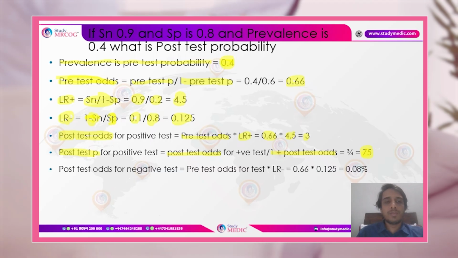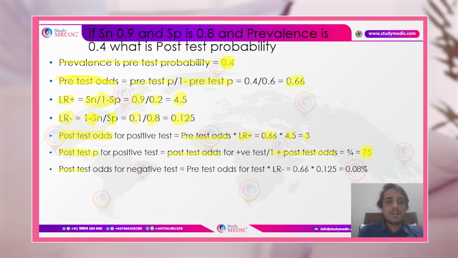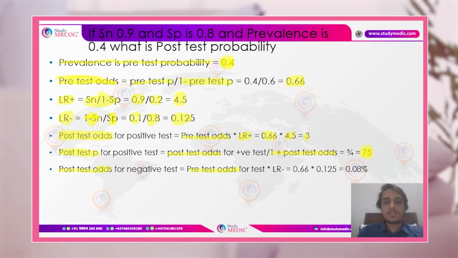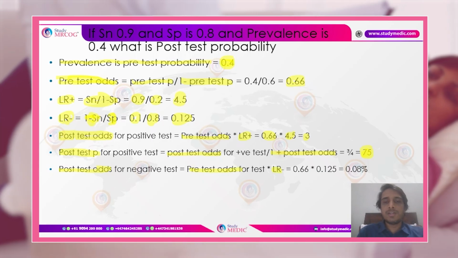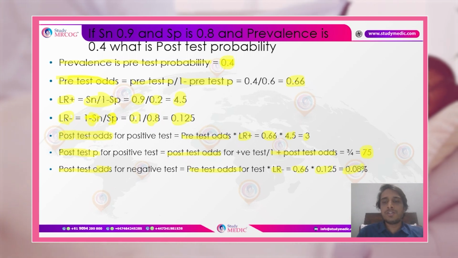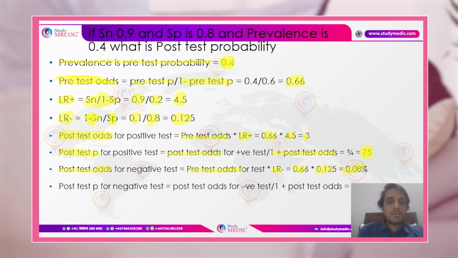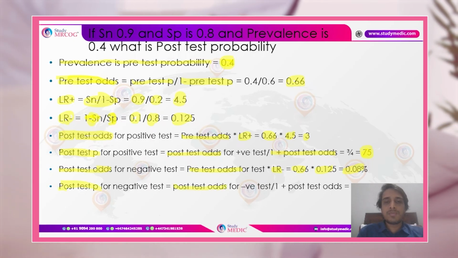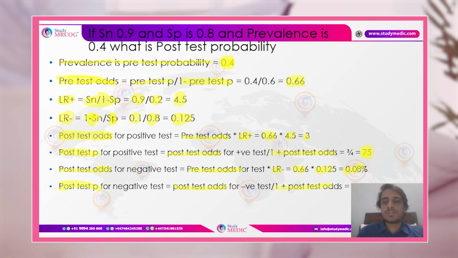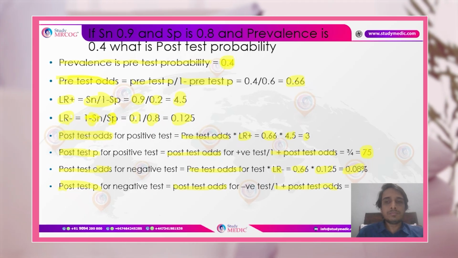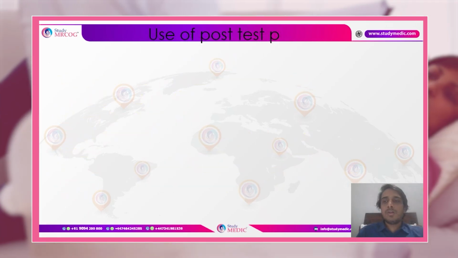Now what is the post-test odds for a negative test? It is pre-test odds into likelihood ratio negative. That is 66 into 0.125, it is 0.08. And post-test probability for a negative test is post-test odds for negative test divided by 1 plus post-test odds. And we can extrapolate and calculate the answers. Now, what is the use of this post-test probability?